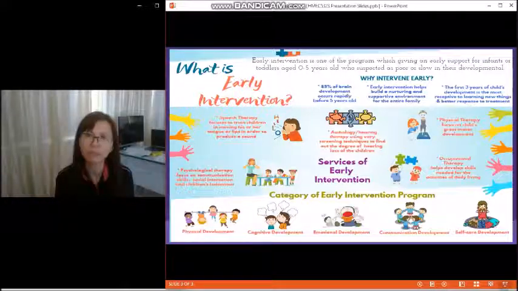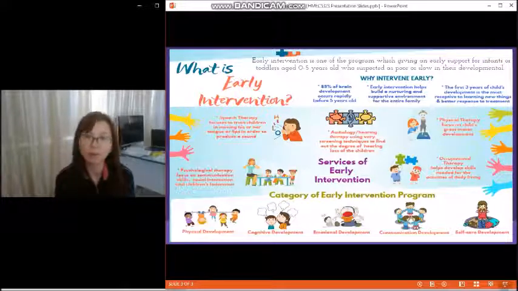Why do we need to intervene early? As we know, 85% of brain development occurs rapidly before 5 years old. It is a critical time for the children to learn basic skills such as walking and talking. Early intervention will help to provide a supportive environment for the children and also the entire family. It is during that period that the children will get a better response to the treatment.